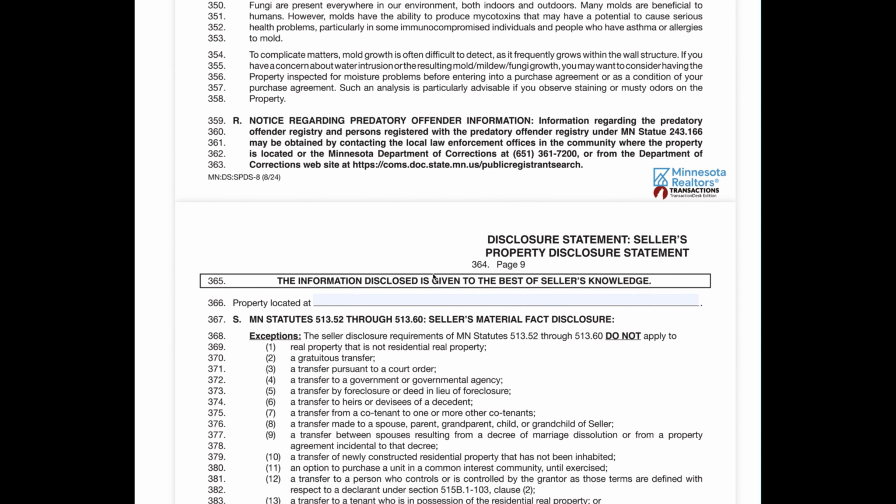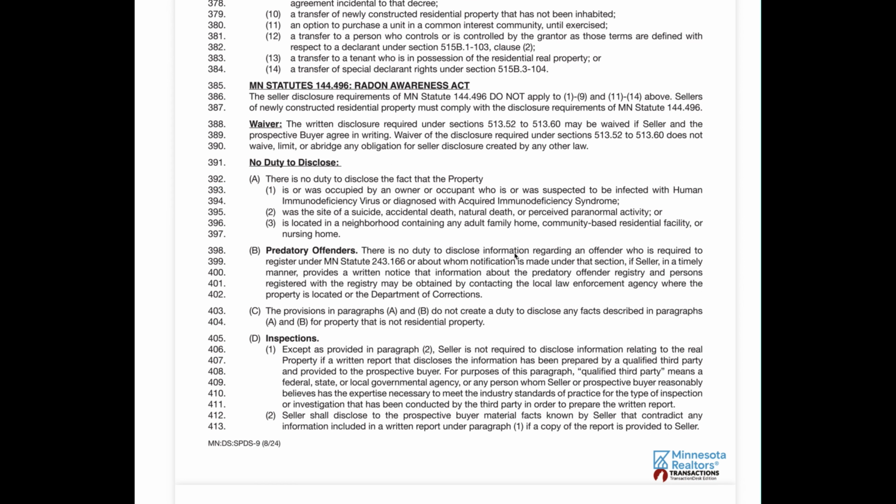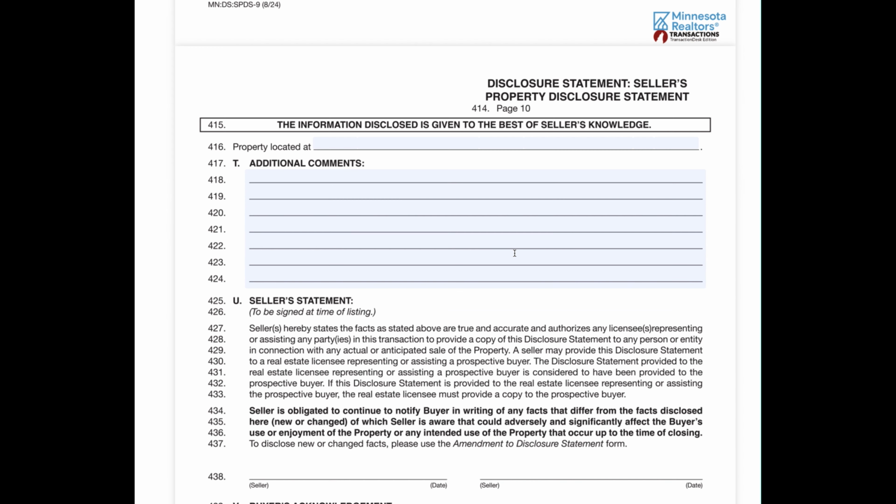Notice regarding predatory and offender information. You can look this up on the Department of Corrections website to see if, hey, is there somebody on my street, on this street? This is a spot where the seller can put in some additional comments regarding, hey, my neighbor's dog barks all the time. I don't know if I'd put that down, but my dog's barking right now. So additional comments can include that information in there.